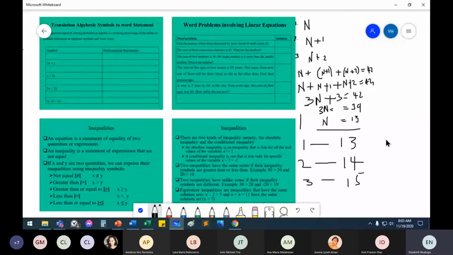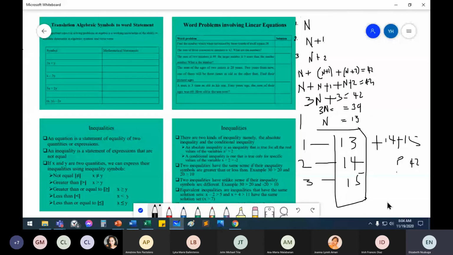You want to check if you are correct. 13 plus 14 plus 15. Is it equal to 42? 13, 27. 27 plus this, bingo, 42. So you are correct. So your answers are these ones, not this one. The answer is this one. It doesn't matter which number comes first. You just say the numbers are 13, 14, 15, or if you want to say the numbers are 14, 15, 13, it's up to you, as long as they are 13, 14, 15.